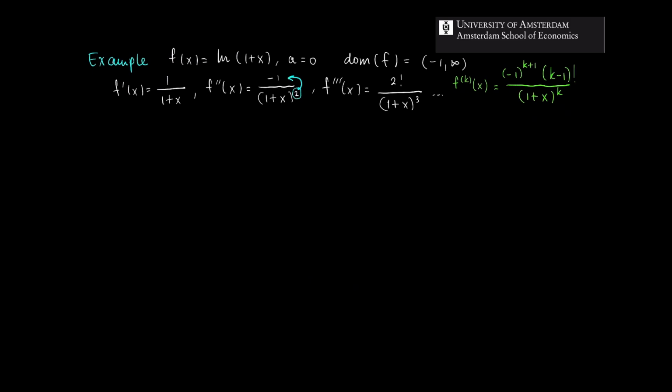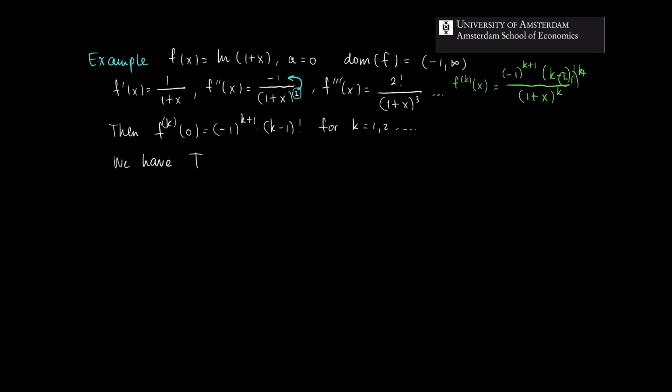So we see that if we plug in 0 for the kth derivative, it equals minus 1 to the power k plus 1 times k minus 1 factorial, right? And this holds for k equals 1, etc.